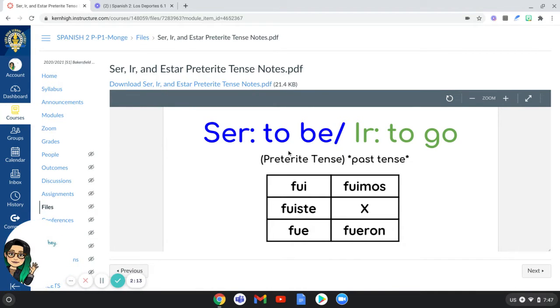So this is the chart for ser. So I'm saying that I was, or other people were, right? So, to be in the past. Yo fui would be I was. So I could say, yo fui muy artística. I used to be really artistic, or creativa. I was really creative when I was younger. Tú fuiste mi amigo. You were my friend, right? So things that you are talking about that were in the past.